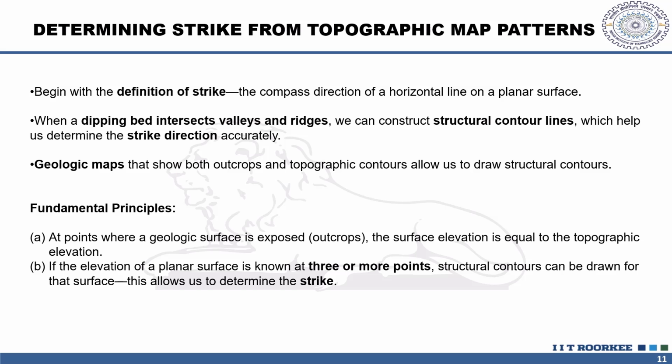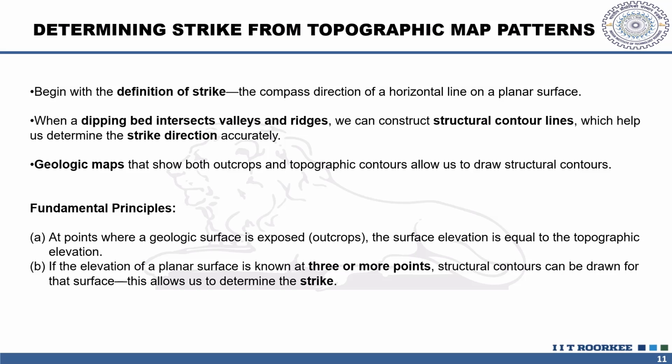So in practice, if you see the same rock unit exposed at different places with different elevation contours, you can connect those points that lie on the same bedding surface at equal elevation. So this connection becomes the structural contours of the bed. So the trend of these contours is the strike direction. But in connecting those points, there is a rule or fundamental principle. We said that we have at least 3 or more points, then we can actually draw the structural contour that allows us to determine the strike.